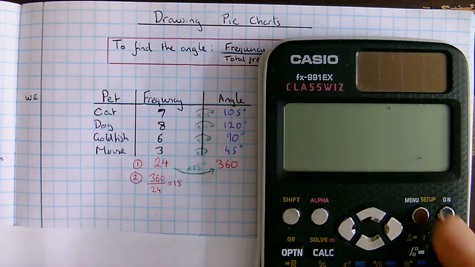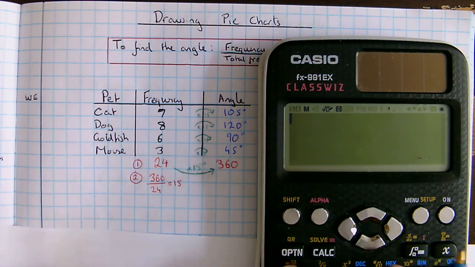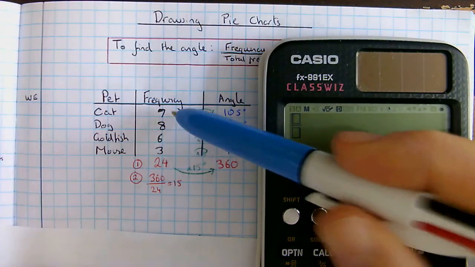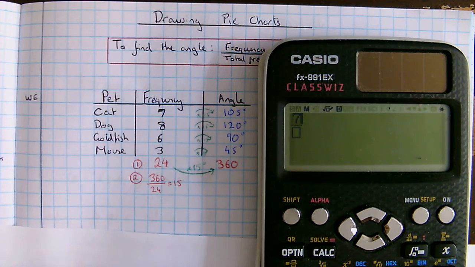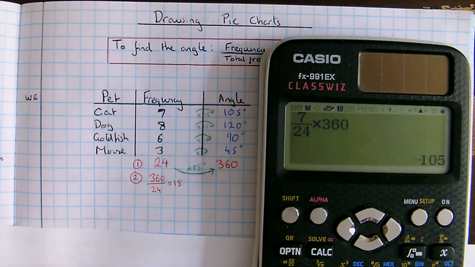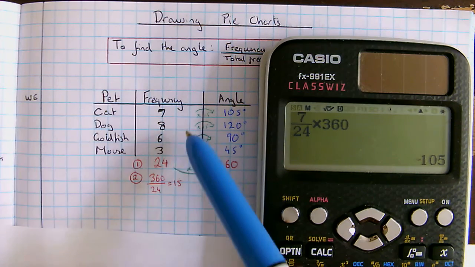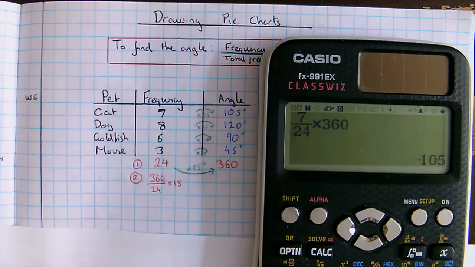So for the first one, I'm going to do my fraction button. Frequency is 7, divided by the total frequency, which was 24, and I'm going to times that by 360. It gives me my answer of 105 degrees, and you'd do exactly the same to find your other ones as well. Now, you can do whichever way you prefer. I think that this method is easiest for the non-calculator paper.